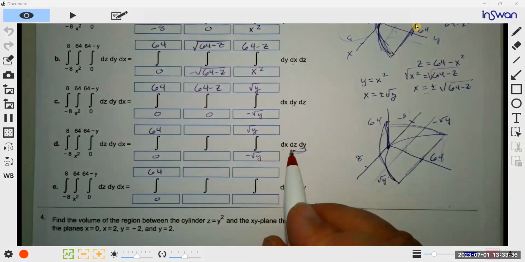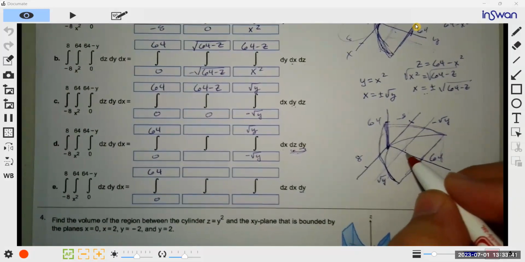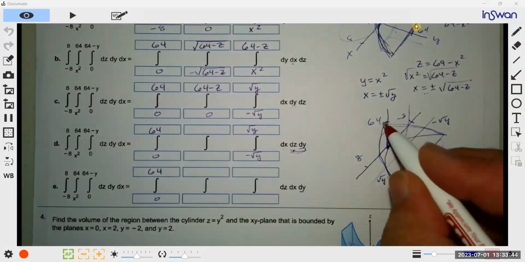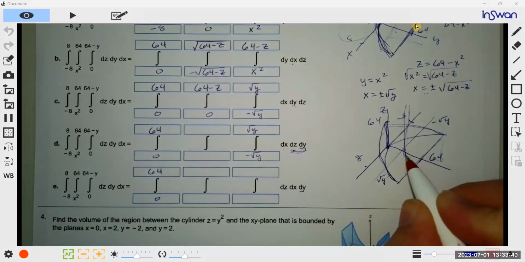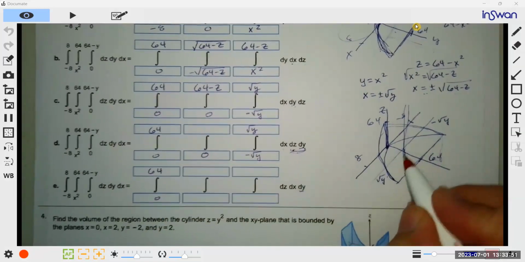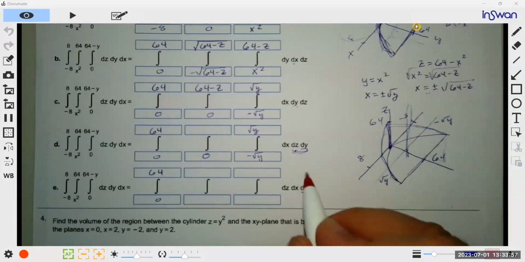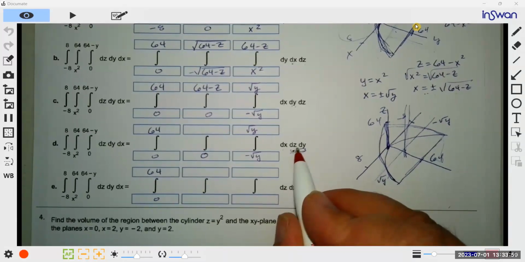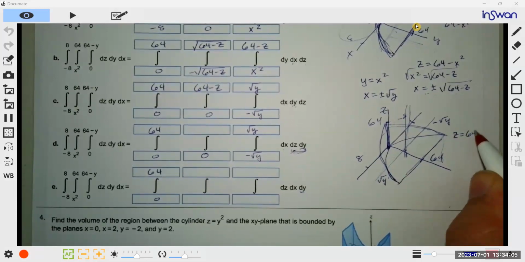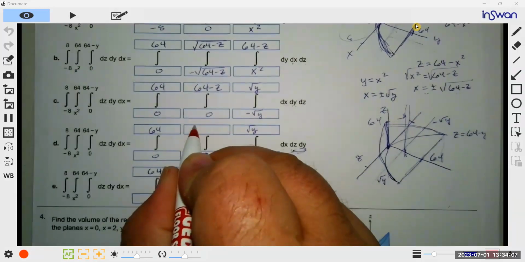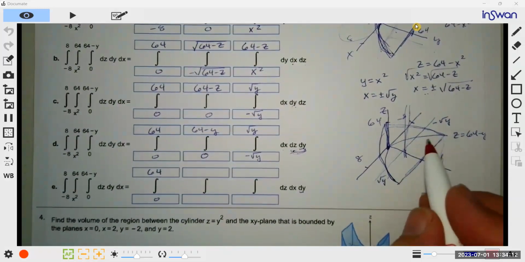Now dz, this function has to be perpendicular to the shadow. It has to be parallel to the z-axis. So it starts off at 0 and exits the curve on this face, which remember, which now we have to solve for z because we want a function of y. So it's z is equal to 64 minus y. That's that face.